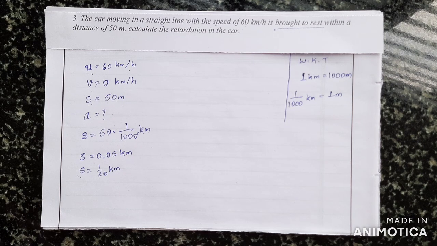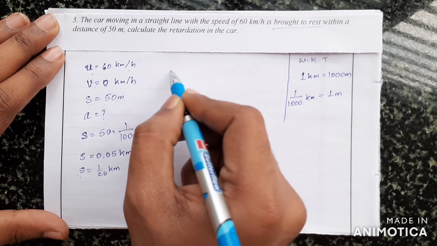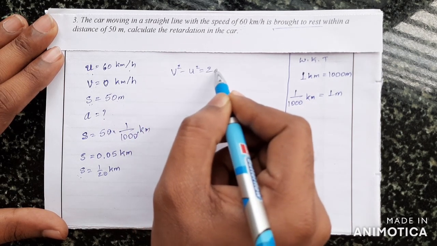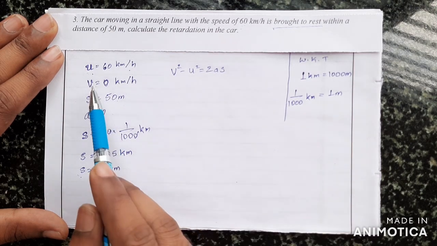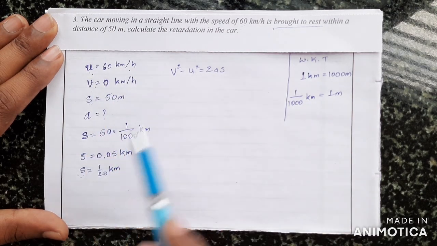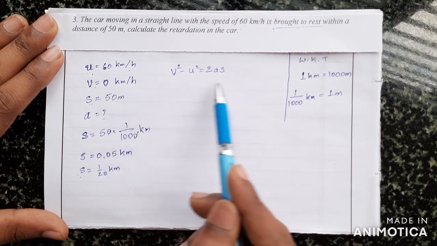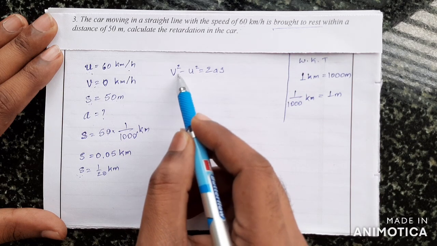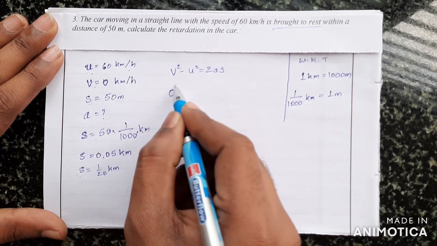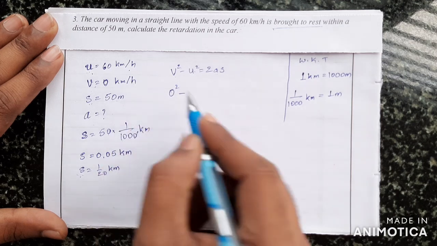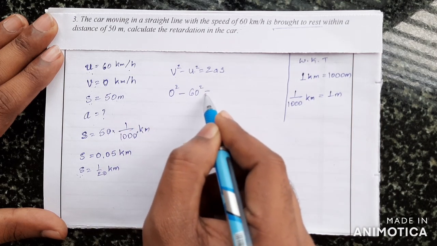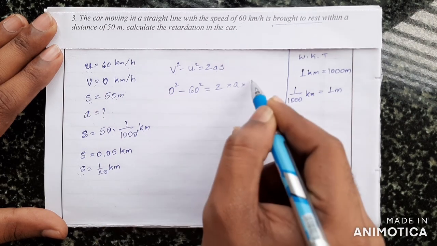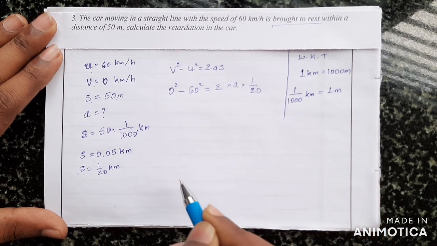So you all know that a formula which will help us in this situation is V squared minus U squared is equal to 2AS, because we know V, we know U, we know S, and we have to calculate A. All the factors are present inside it. That's it. So what is V? V is 0 squared minus what is U? U is 60 squared is equal to 2 A, which has to be found, into S is 1 by 20.